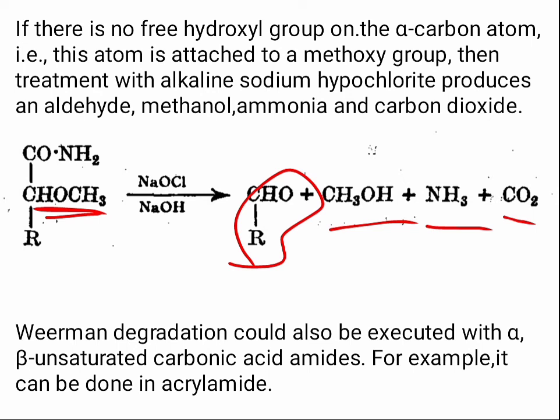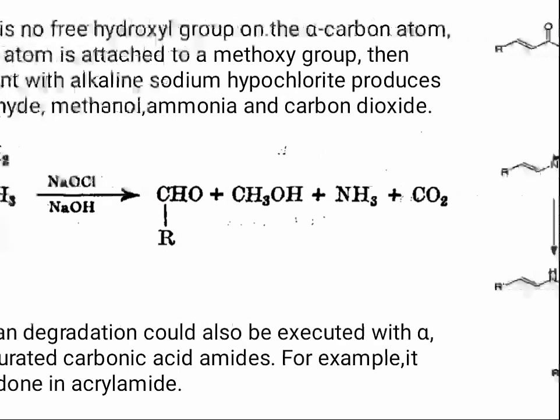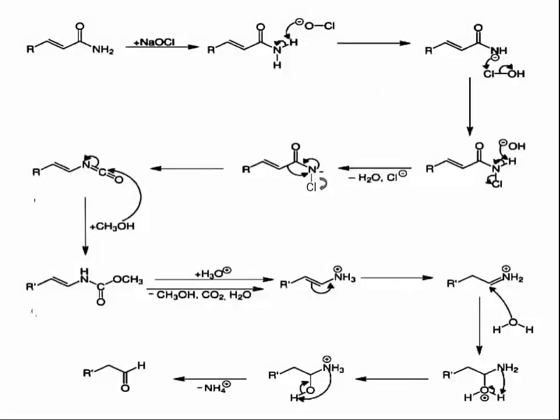Weerman degradation could also be executed with alpha-beta unsaturated carboxylic acid amides. For example, it can be done in acrylamide. So if you are interested, you can see this mechanism also. I am not going into details because this is not necessary at this stage in case of carbohydrate chemistry, but if you are interested in this kind of mechanism, you can see it.